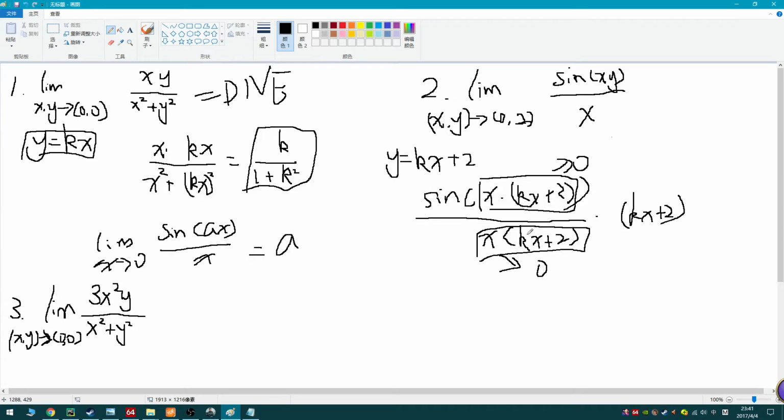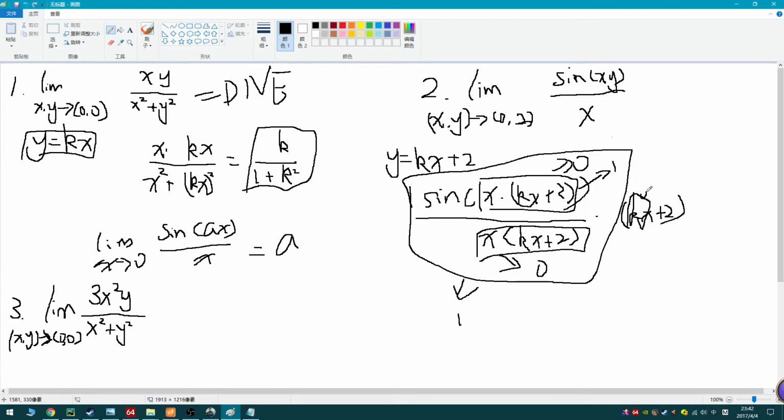So in this case, this is approaching 0, this is approaching 0, so the, how do you say that word? The coefficient is 1 here. So the whole thing gives a limit of 1. And we have x approaching 0, so this part is 0, and we plus 2. So this whole part is 2. So we have 1 times 2, which gives 2.